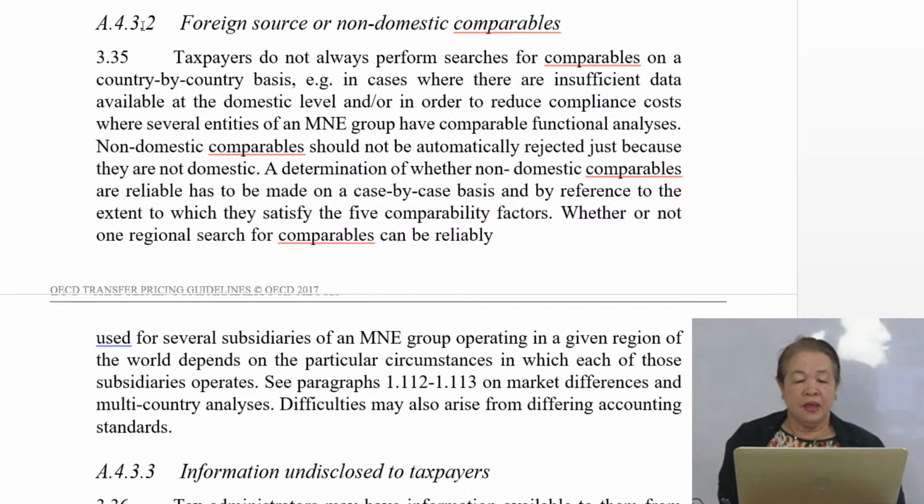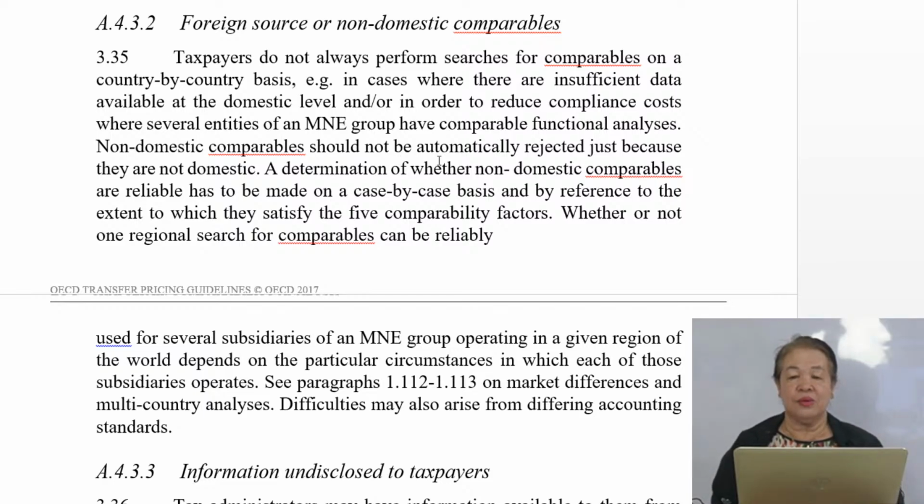No? Okay, so non-domestic comparables should not be automatically rejected just because they are not domestic. Sometimes the non-domestic or foreign comparables should also be accepted. A determination of whether non-domestic comparables are reliable has to be made on a case-by-case basis and by reference to the extent to which they satisfy the 5 comparability factors.